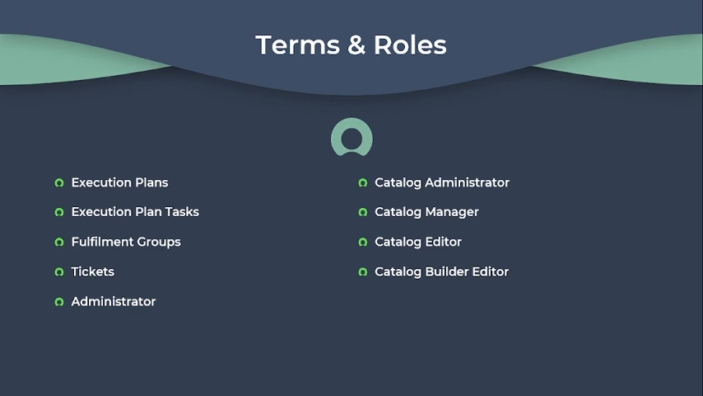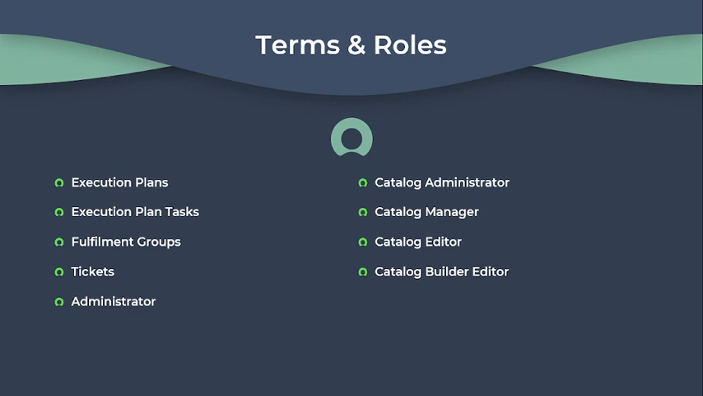Then fulfillment groups. Fulfillment groups work execution tasks. For example, one group can activate a cell phone while a different group installs the desktop software. Then tickets. Tickets represent work done by a fulfillment group as part of an execution plan.